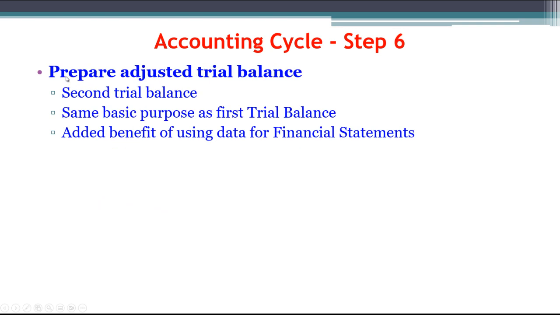Step 6, we're going to prepare the adjusted trial balance. Now that we've done some more journal entries, some more recording, we'll bring the new balances of each individual account over to this report. It's just a trial balance. The main reason for this trial balance is to give us the numbers we need to create the financial statements.